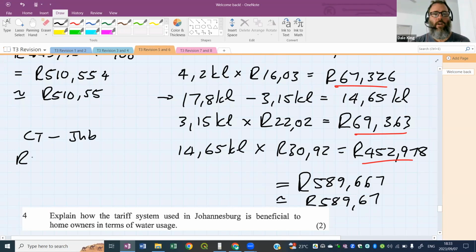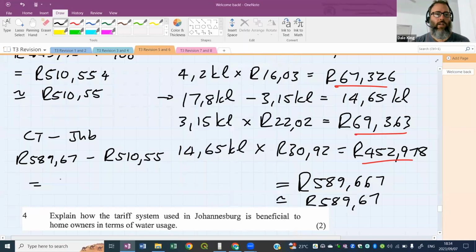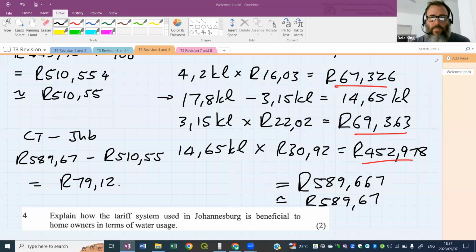So we're going to say 589,67 minus 510,55 and find the difference. 589,67 minus 510,55, and the difference is 79 Rand and 12 cents. So Joburg is saving a bit of money by being in Joburg. 604,304 Tando.